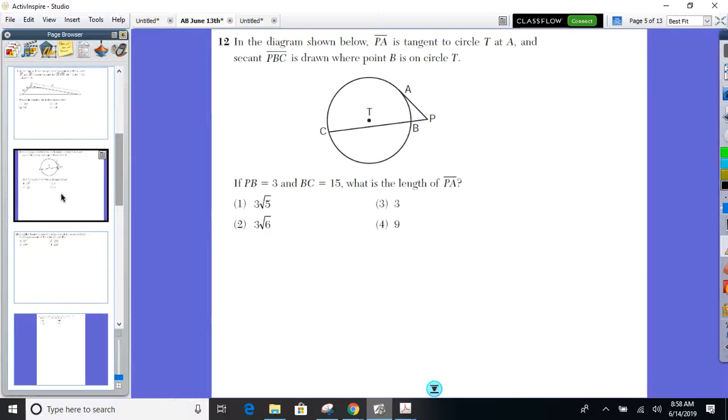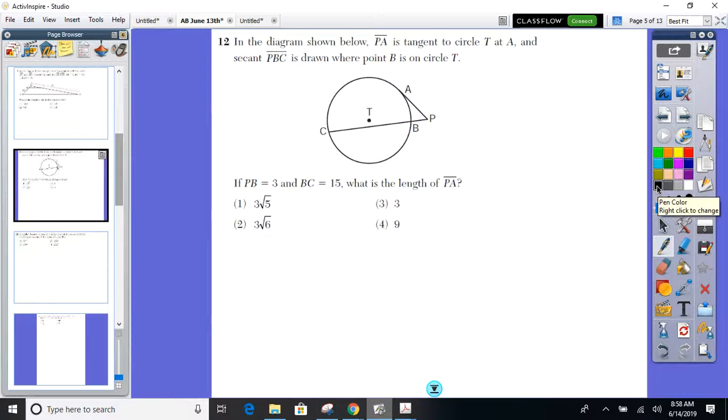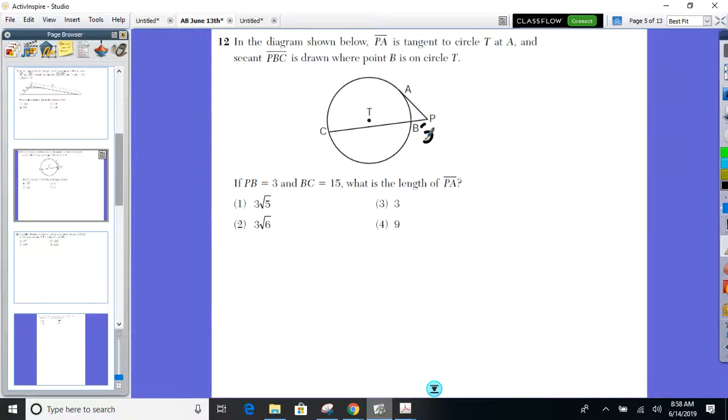Just one more circle thing I want to go over. I feel pretty comfortable in the circle review we've been doing. PB is 3. BC 15. Find PA. If you're not too sure what's about to happen, look on your cold hard fact sheet. All the circle stuff is already there. I have a secant and I have a tangent. I don't care about the angle here. I'm looking for the lengths.